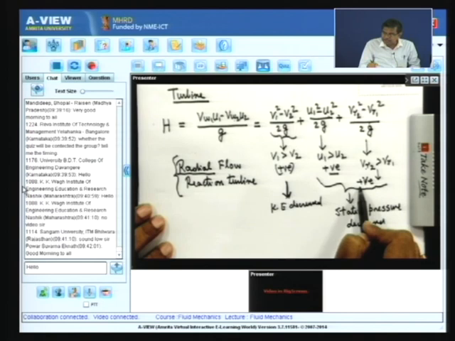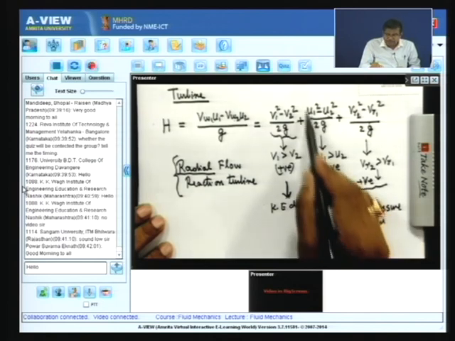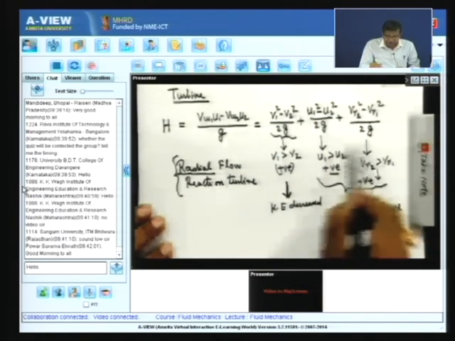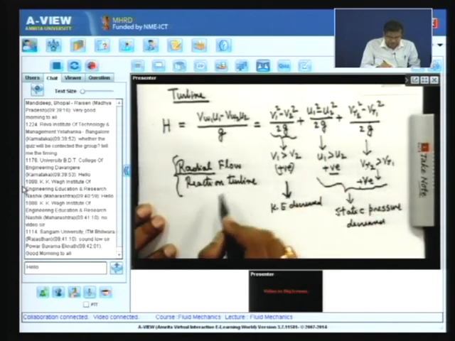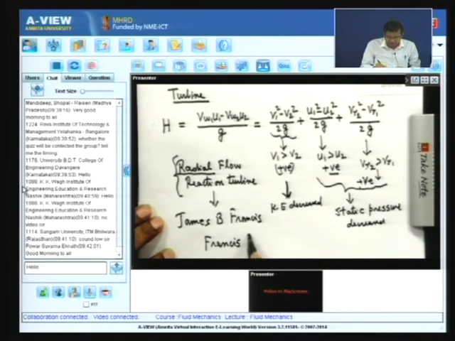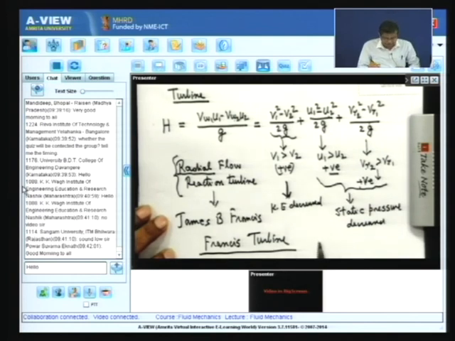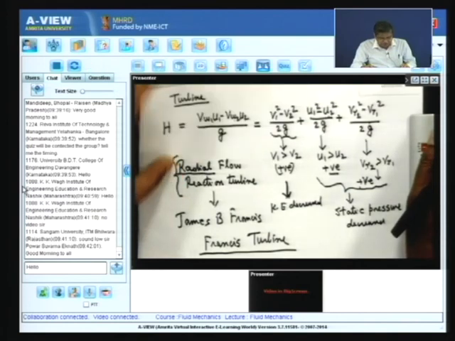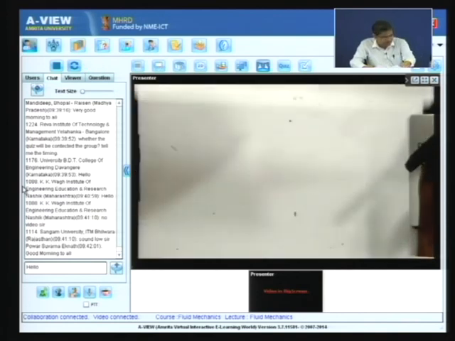As we have discussed, there is a degree of reaction. So, this is 0 for non-reaction turbine or impulse turbine. So, this is a radial flow reaction turbine which was first invented by the scientist James B. Francis, and according to whom the radial flow reaction turbine is known as Francis turbine, and this is one of the very popular turbines which is used in hydraulic power stations. Now, I will describe what a Francis turbine, a radial flow reaction turbine is.